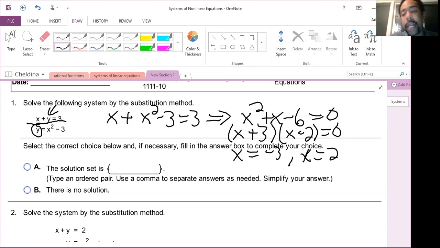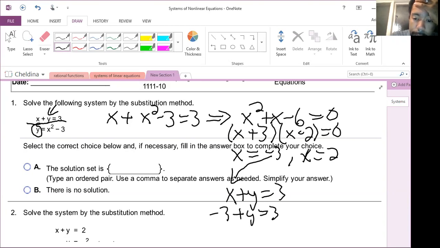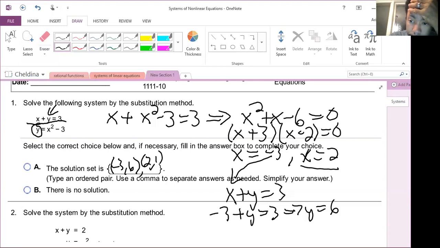Now for each one of these x values, you get a y value. So remember that x plus y is equal to 3. When x is negative 3, plug that in: negative 3 plus y is equal to 3. That means that y is 6. So 1 point is negative 3 comma 6. And then you put another comma, and when you plug in 2, well, again, if x plus y is equal to 3 and x is 2, then y has to be 1. And those are your two answers using the substitution method.